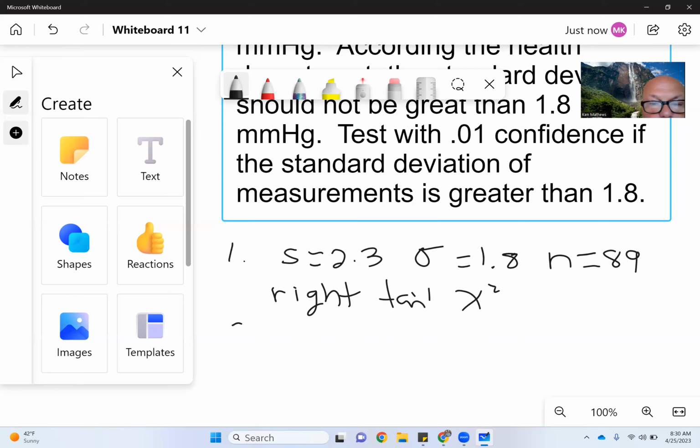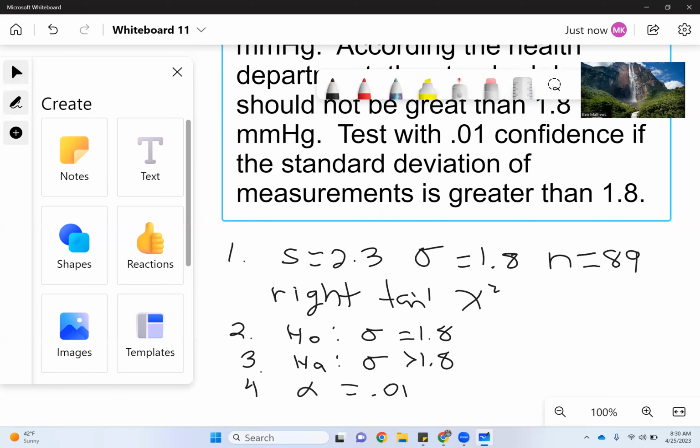So what is the null hypothesis? It is that the standard deviation is equal to 1.8. What's the alternative hypothesis? It is that the standard deviation is greater than 1.8. And our alpha level or significance level is 0.01.